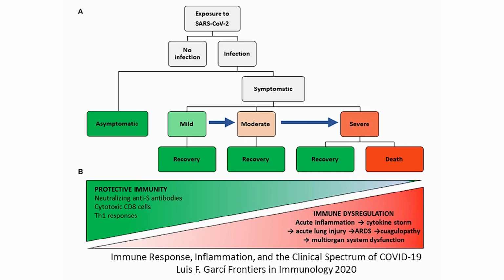The green colored and the red colored part, what they have shown, is nothing but immunity only. The protective immunity is again the immunity only. The role is neutralizing antibodies. The role is cytotoxic CD8 cells. It is called the Th1 response.